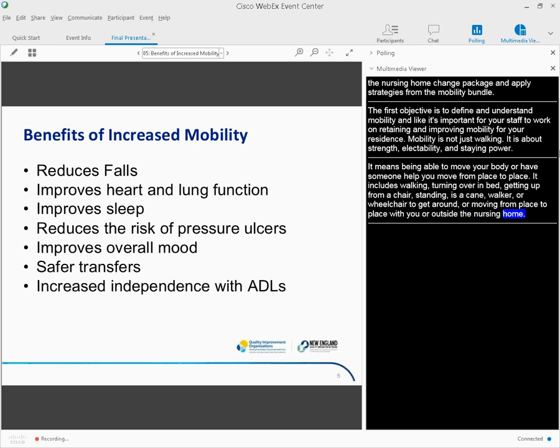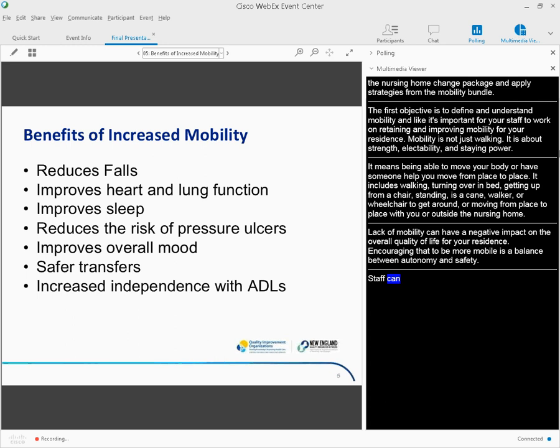Lack of mobility can have a negative impact on the overall well-being and quality of life for your residents. Encouraging your residents to be more mobile is a balance between autonomy and safety. Staff can be afraid of a resident falling and may discourage mobility or even choose to use a bed or chair alarm to prevent falls. However, limiting mobility, in fact, increases the risk of falls.